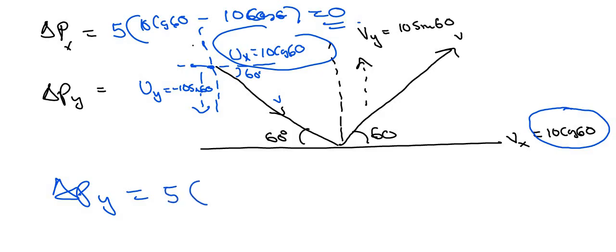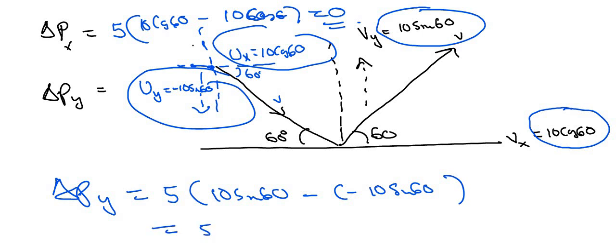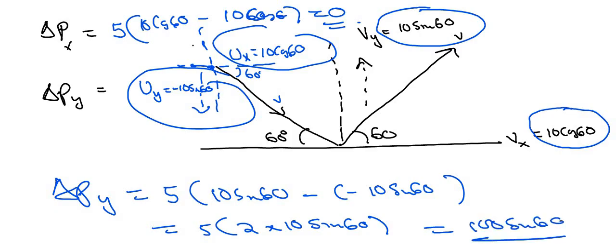That 5 multiplying the final minus the initial. So that's 10 sin 60 minus negative 10 sin 60. So now we're going to get 5 times 2 times 10 sin 60. This will give you 100, so the answer is 100 sin 60. That's the change in momentum in Y.